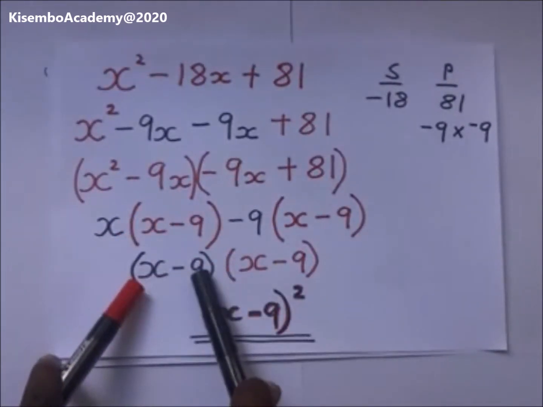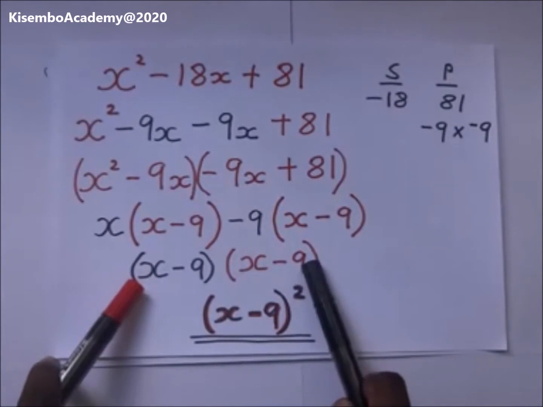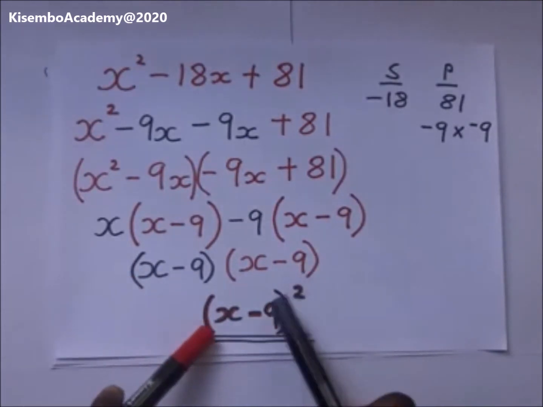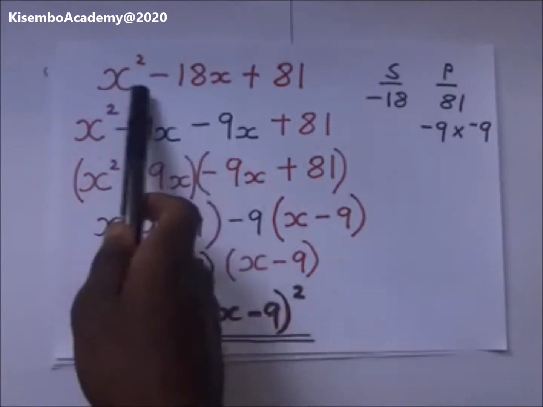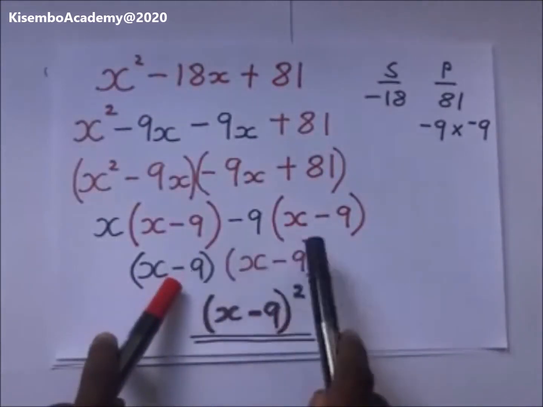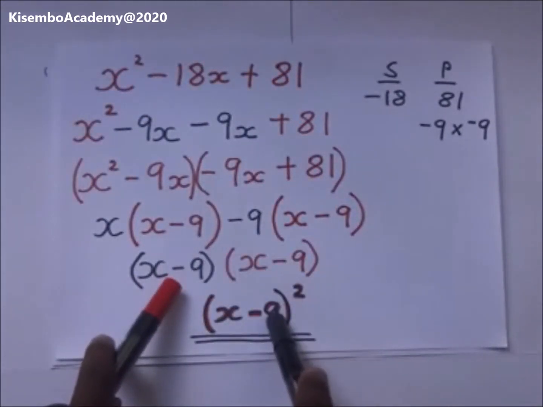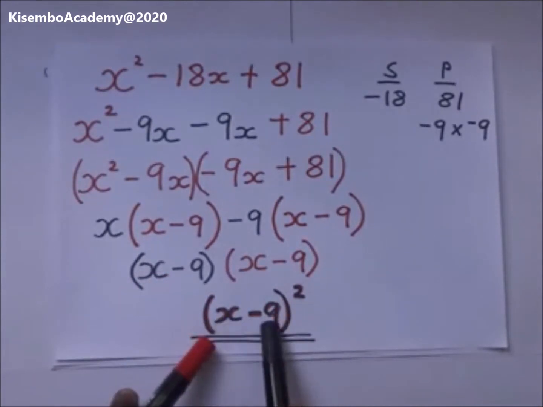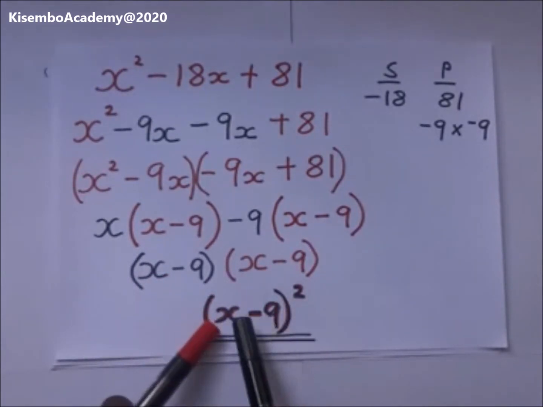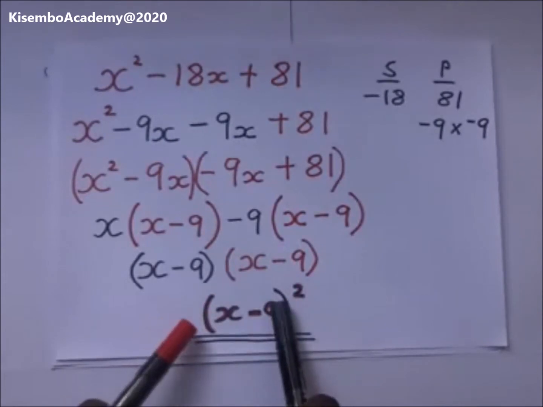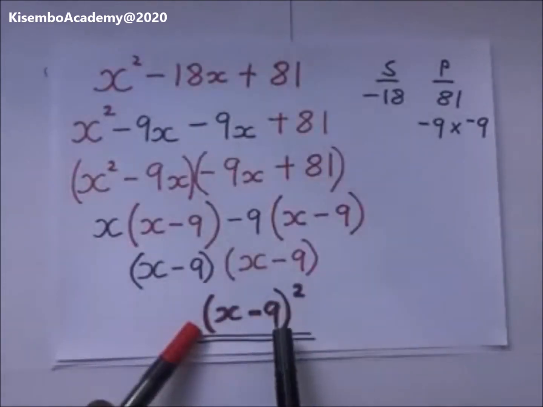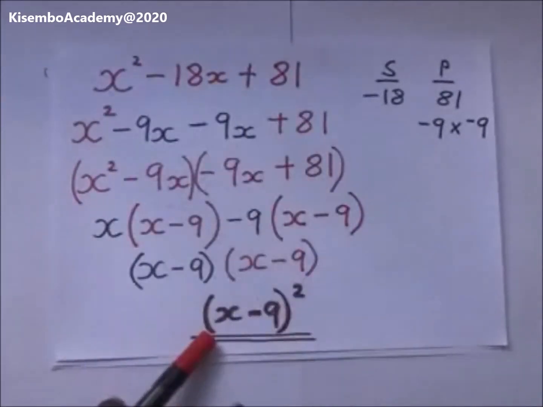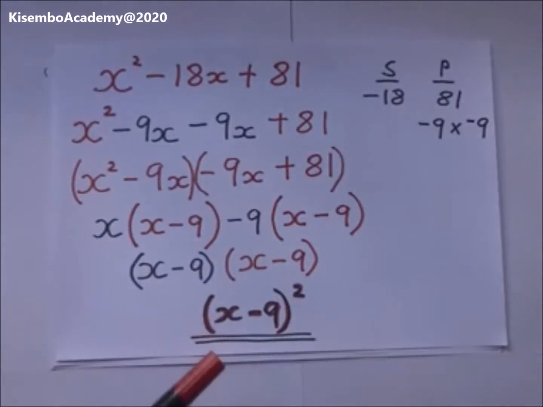And you realize that it's x minus 9 times x minus 9, which is x minus 9 squared. So you find that this quadratic equation is having the same root, which is 9 and 9. So because we have x minus 9 squared as the factorized expression of this quadratic equation, it makes this quadratic equation a perfect square.